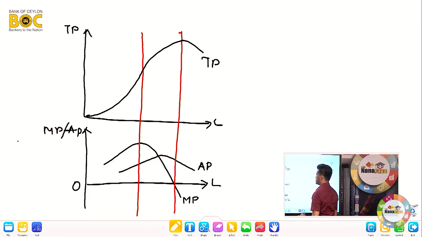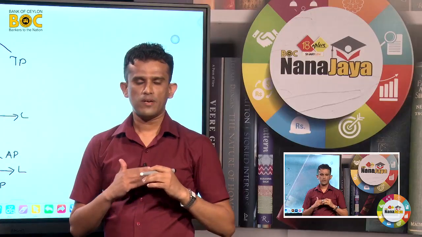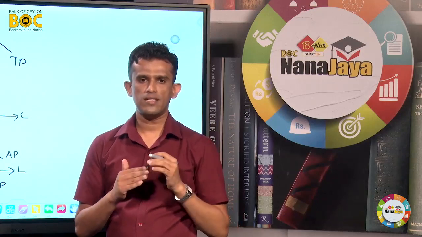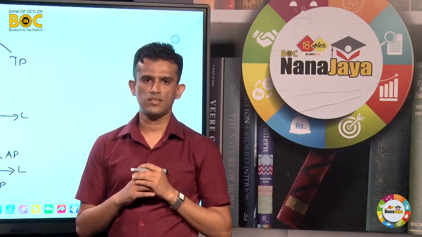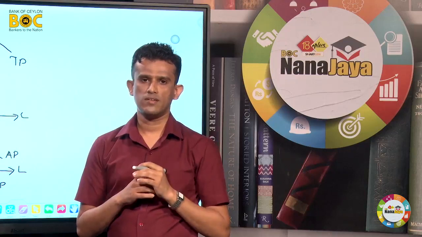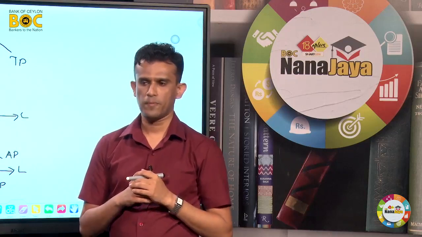So this is how we can explain the behavior of the total product curve, the marginal product curve, and the average product curve based on the law of diminishing returns. Again, what did we mean by the law of diminishing returns? The law of diminishing returns states that when production is increased by increasing the variable inputs while the fixed inputs are held constant, the marginal product and the average product start to decrease within this short run production process.